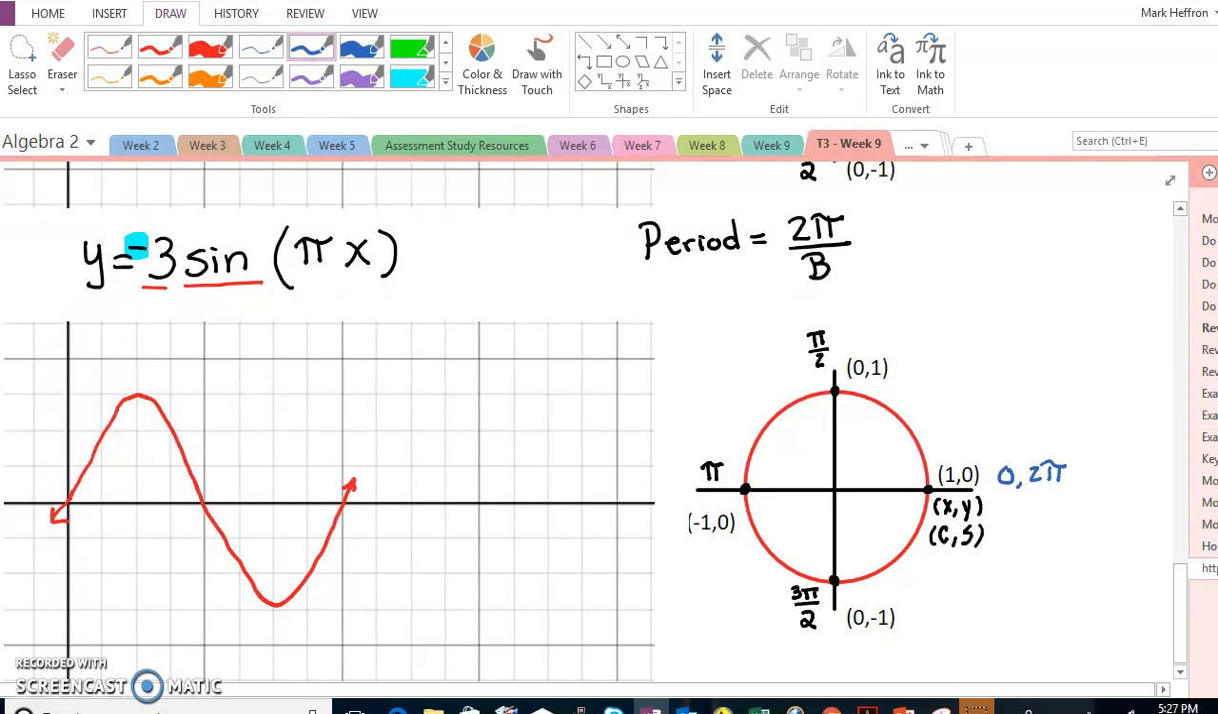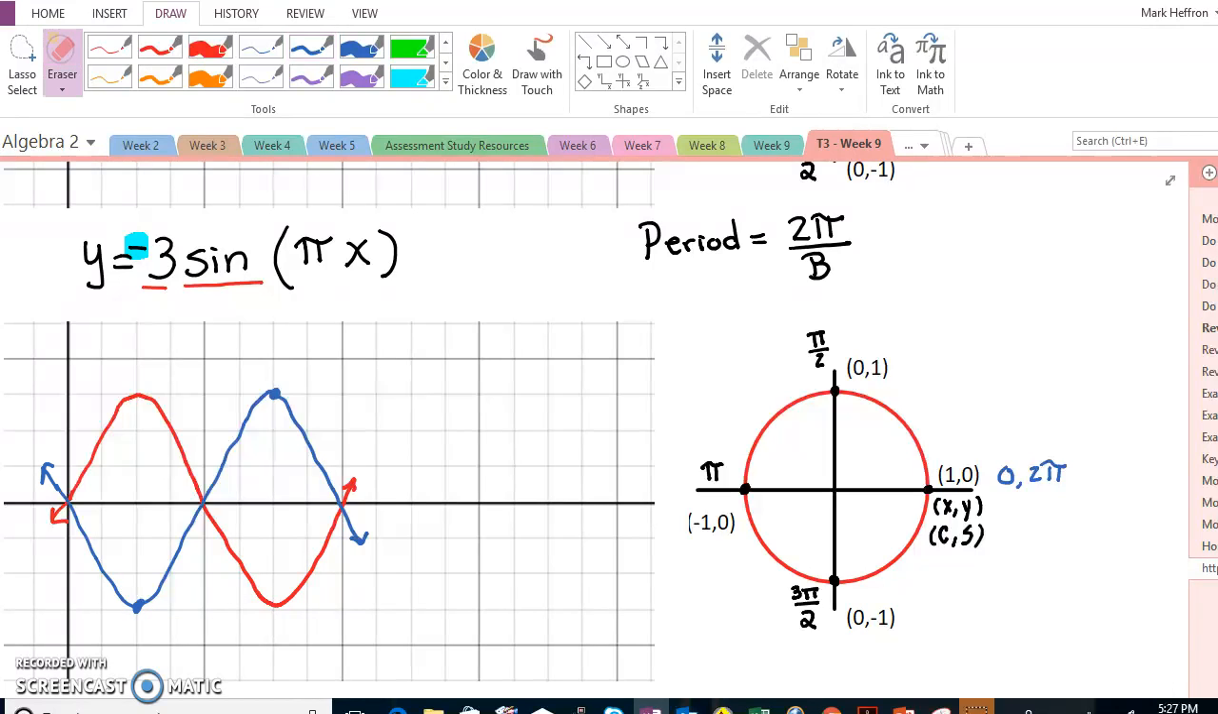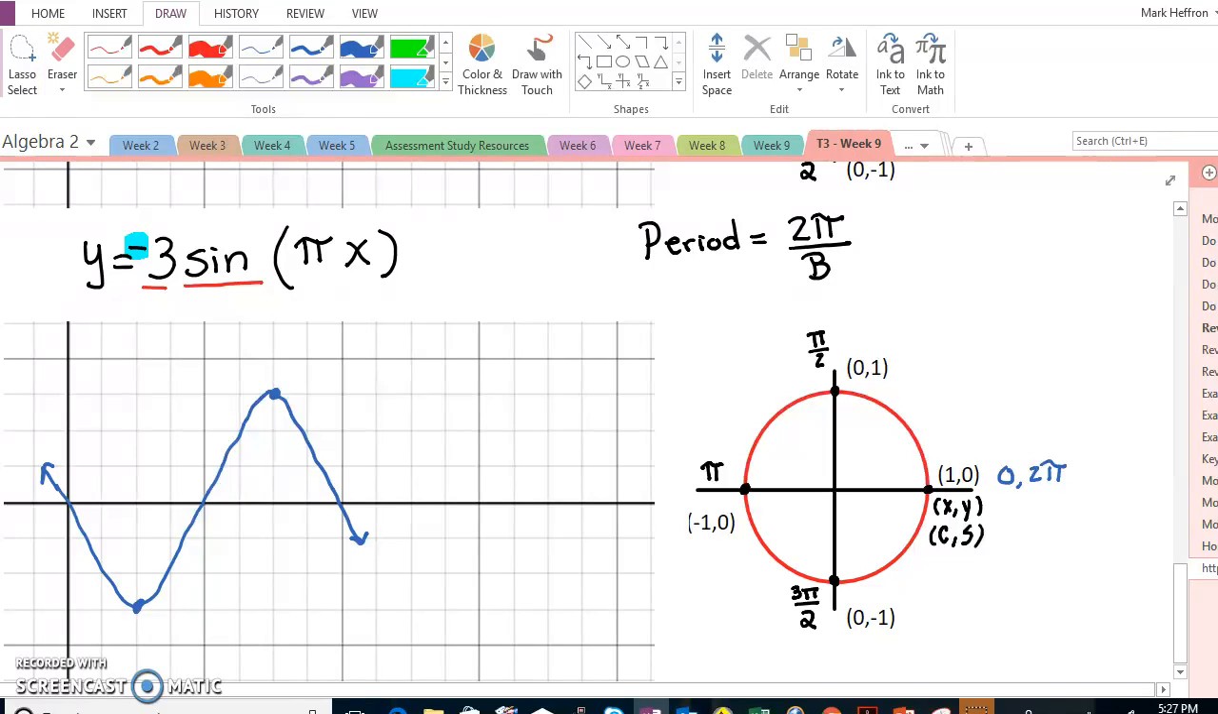So this actually moves down here, this moves up here, and we reflect about the x-axis. So I'm going to erase the original just so that we're not confused. That would be sine of x, but we have pi x.